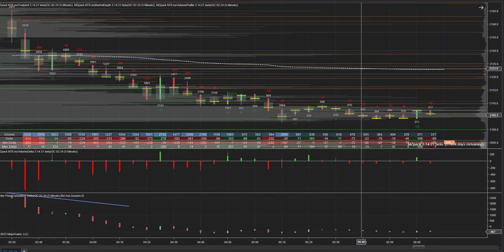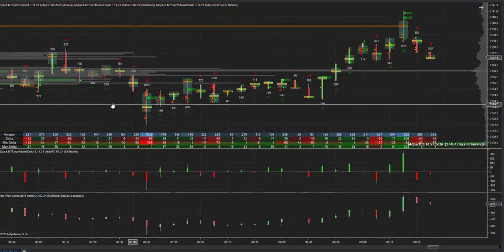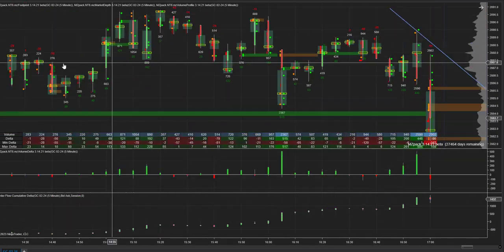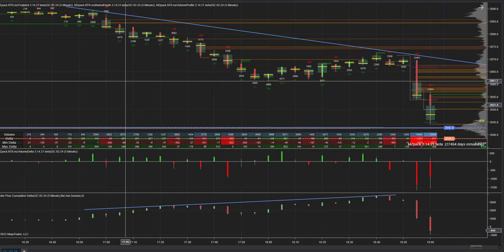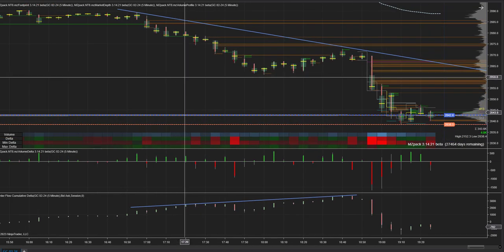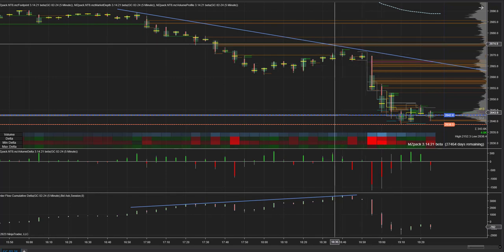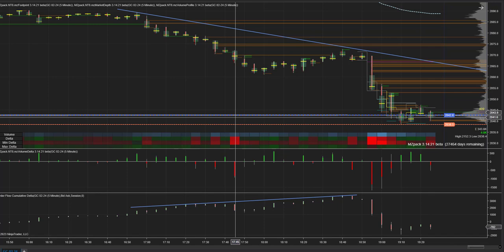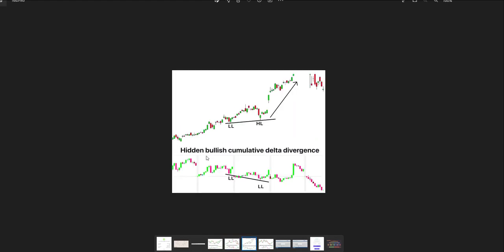The second example happened a couple hours ago, and let me show you where I took that trade. There you go. Look at it. The market is going down, making what? Lower highs. You see? Lower high. At the same time, the cumulative delta is making a higher high. What type of divergence is this? Let's see. This is the hidden bearish cumulative delta divergence.